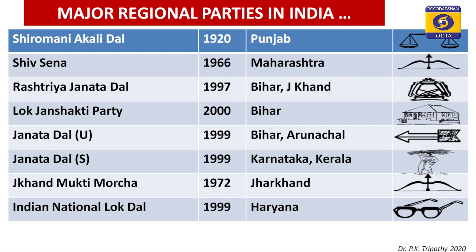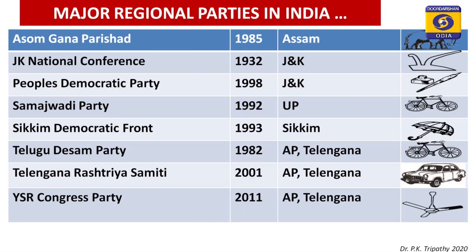Then Shiv Sena, 1966, Maharashtra; then Rashtriya Janata Dal, 1997, Bihar and Jharkhand; then Lok Janshakti Party, formed in 2000, active in Bihar, by Paswan; then Janata Dal United, 1999, Bihar and Jharkhand; Janata Dal Secular, 1999, Karnataka and Kerala; Jharkhand Mukti Morcha, 1972, Jharkhand; then Indian National Lok Dal, 1999, active in Haryana; then Assam Gana Parishad, 1985, active in Assam; Jammu Kashmir National Conference, which is also a pre-independence party, 1932; then People's Democratic Party, Jammu and Kashmir, 1998; Samajwadi Party, 1992, in UP.